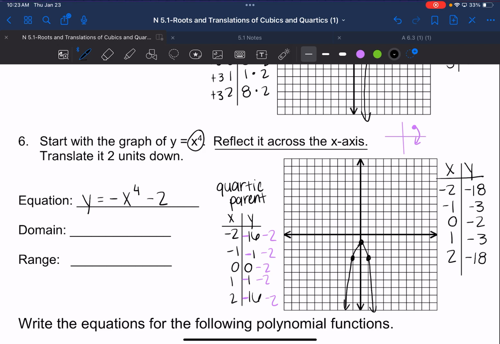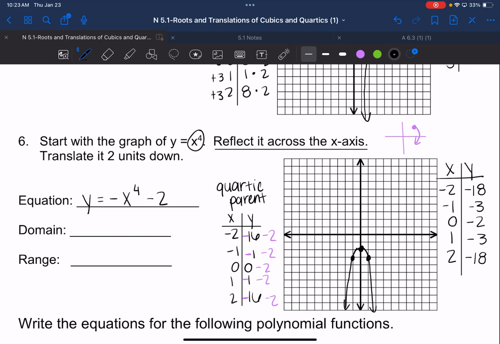So it looks something like this, right? So it still has that parabola-like shape, but now, instead of pointing up like the parent function, it has been flipped over. And instead of starting at, oh, I didn't plot that point at the right spot, did I? Instead of starting at 0, it's now been shifted down 2, right?